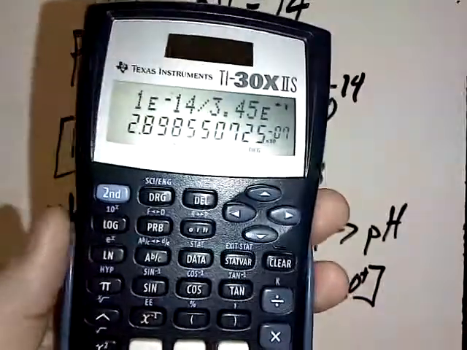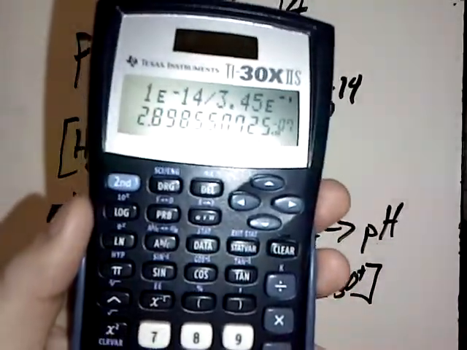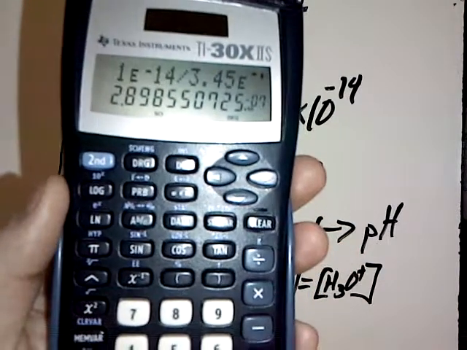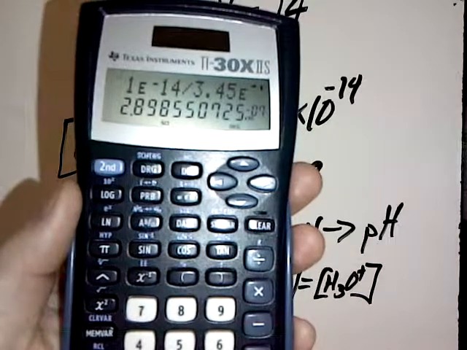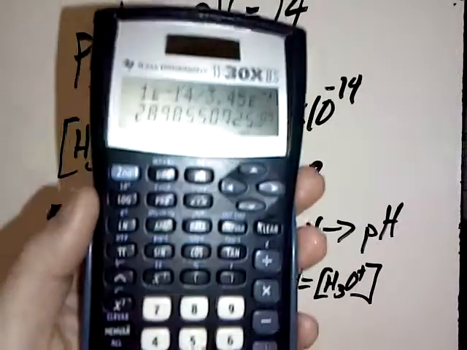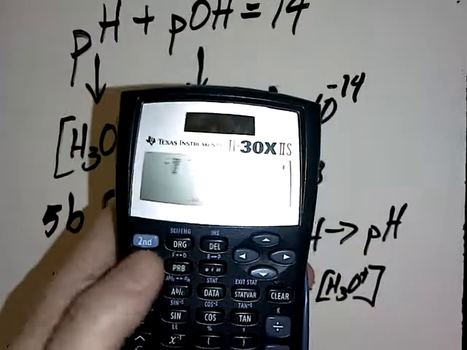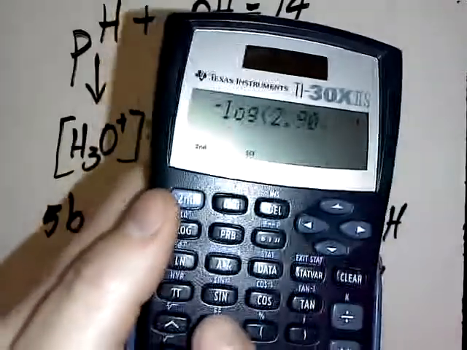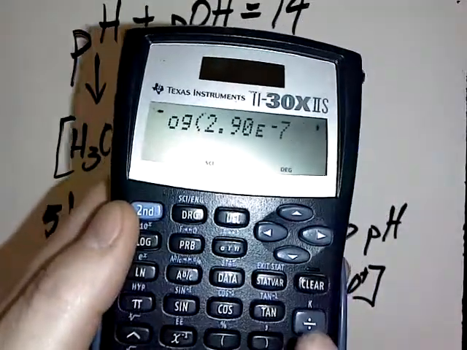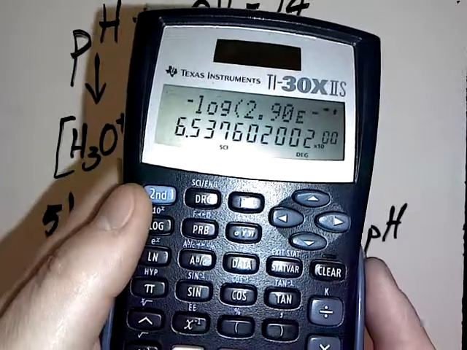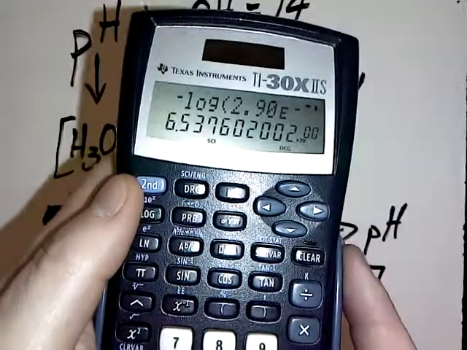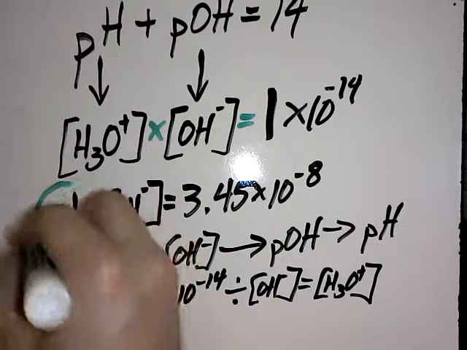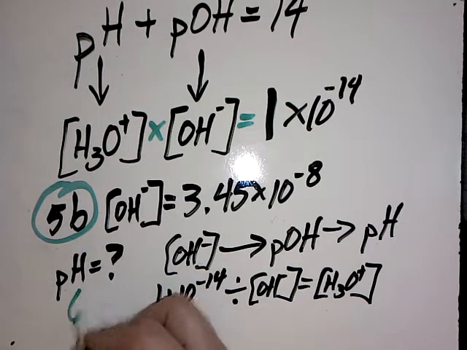Now remember, to get from hydronium to pH, I'm going to take the negative log of this number. So I'll do negative log 2.90 times 10 to the negative 7, close my parentheses, and that tells me that I've got a pH of 6.54. So the answer to 5B is pH equals 6.54.